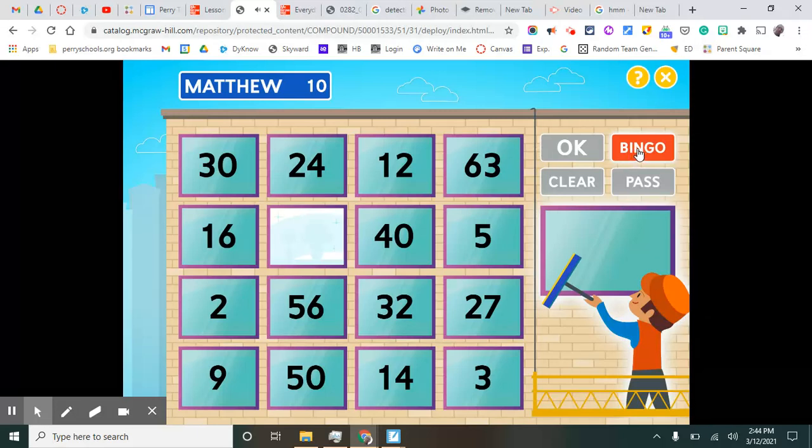Oh, let's call bingo. You need to have 4 windows in a line. Oh, 4 windows in a line, 8 windows in all to get bingo. All right, so I didn't win. I got to keep playing. So let's click the window 6.